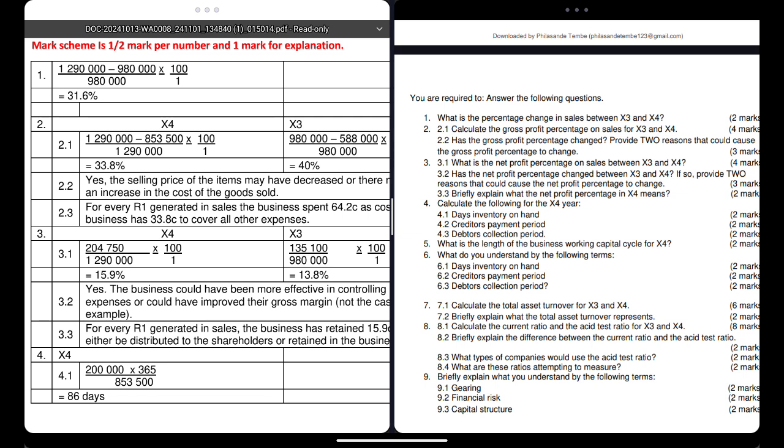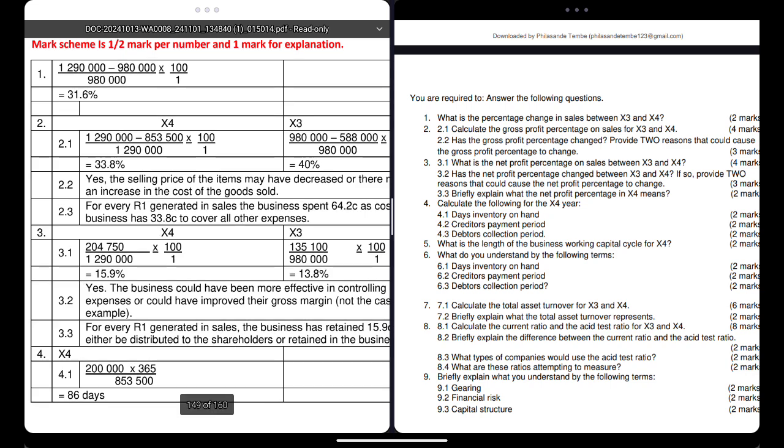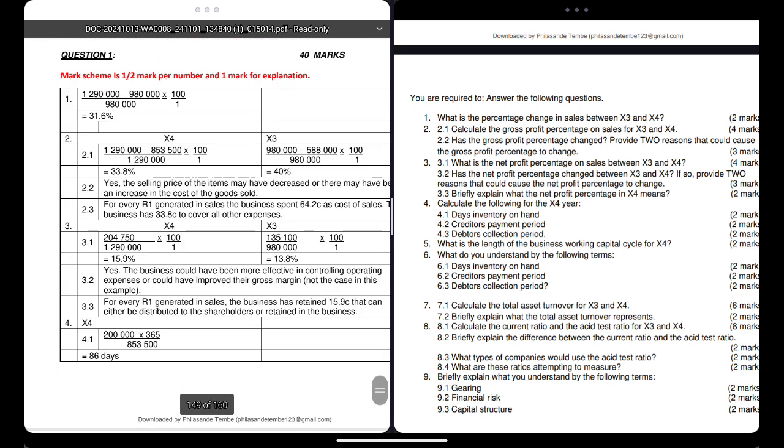So you can just think about it logically, right? This will always make sense. Basically, 1 rand is your full sales, right? Based on that 1 rand, you're getting a gross profit of 33.8 cents. That's what it actually is. So you can also say the business spends 64.2 cents on cost of sales. But basically, the main thing over here is 1 rand is your sales and 33.8% is your gross profit. So you have 33.8 cents for every rand in profit to cover all other expenses.